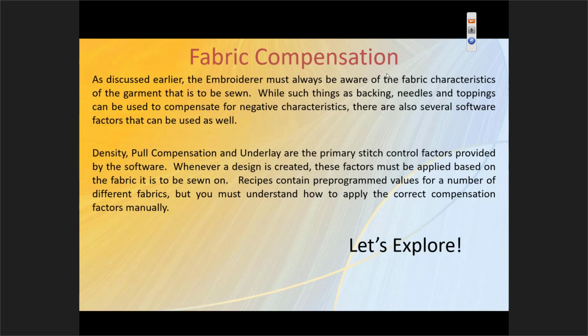our big push there was to get you to get something on the screen, put some lettering with it, get it to your machine and sew it. So again, that was a big task for somebody who's brand new. So we were having you use the recipes. So today what we want to go through is what is exactly in the recipes. And we've already said that the recipes themselves are going to be compensating for negative characteristics of different fabrics. So they are changing the primary stitch control factors, which are your density, your pull compensation, and your underlay. So we're going to go through each of those, and then we're going to walk through where they're found and how to change them.